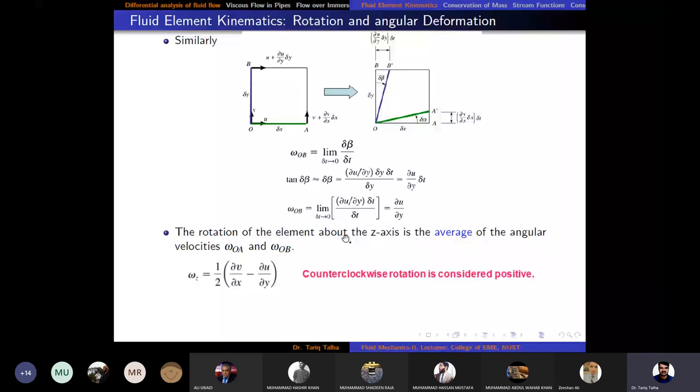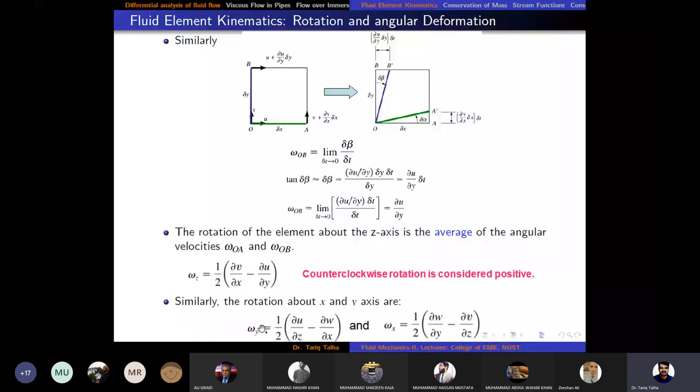So the rotation of the element about the z axis is the average of the angular velocities. These two are in different directions. One is counterclockwise, which is delta alpha, and delta beta is the clockwise direction. So we are taking counterclockwise as the positive direction, and then we add them. Because partial u by partial y is clockwise, it has been added as negative. So omega z comes out to be 1 by 2 times partial v by partial x minus partial u by partial y. So it is about the z axis. Similarly, we can find the rotation components about the y axis and x axis. If we follow the same procedure, we can find the values of omega y and omega x.